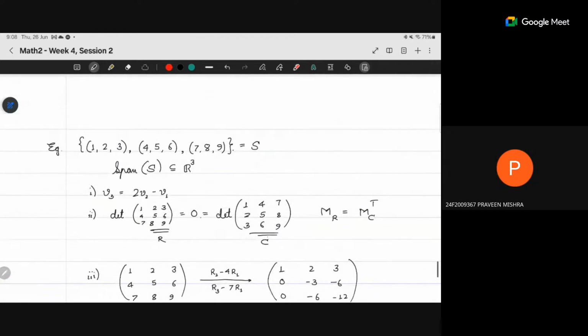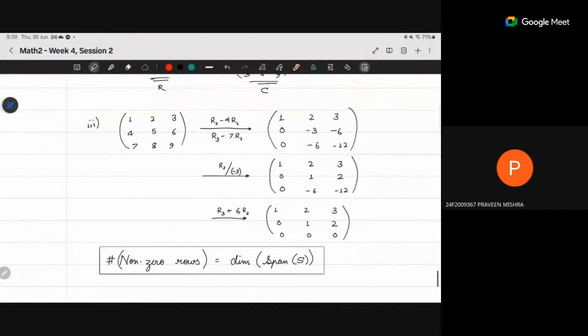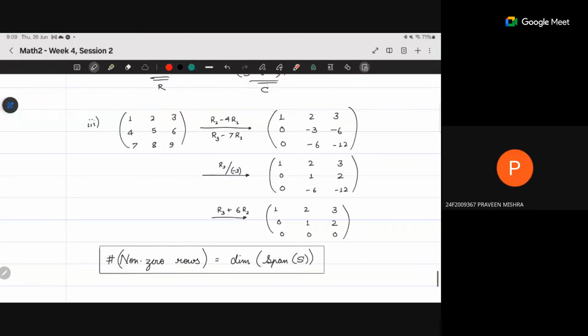So if you are given a set S with finitely many vectors, what you have to do is arrange them in rows in a matrix and then get it to the row echelon form. You can go and do the reduced row echelon form also, but that will not change anything because it will not change the number of non-zero rows.